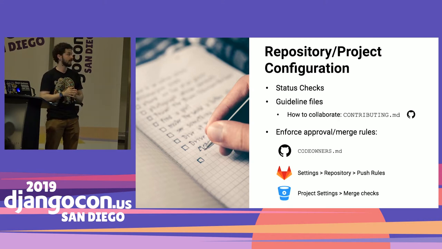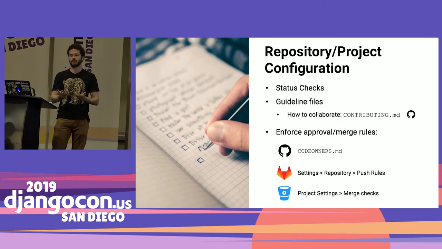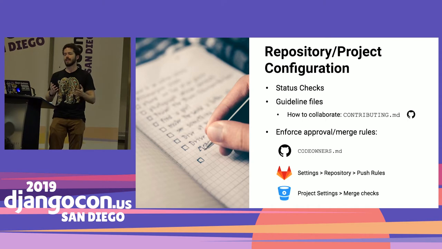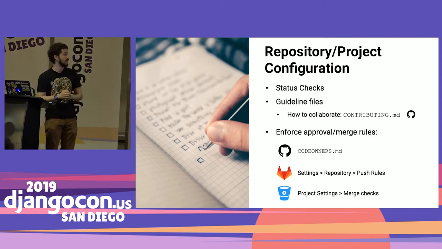Adding guideline files as well is a great way to tell people how to contribute to your project. If it's an open source project, for example, and people have made a fix and they don't know how to submit it, how to create the pull request.